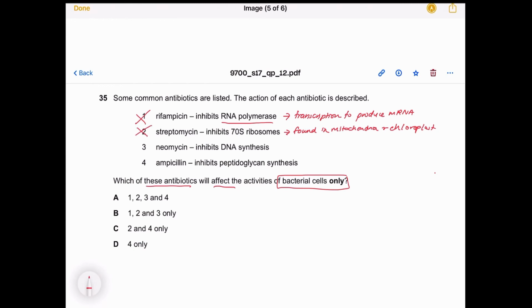Point number 2, neomycin inhibits DNA synthesis. Yes, this one is in both prokaryotes and eukaryotes. And the last one, ampicillin, inhibits peptidoglycan synthesis. This one is the cell wall, and the cell wall is found only in prokaryotes. Therefore, the answer is definitely D, 4 only.